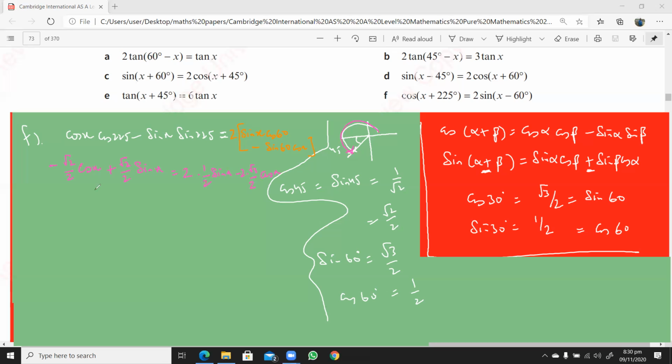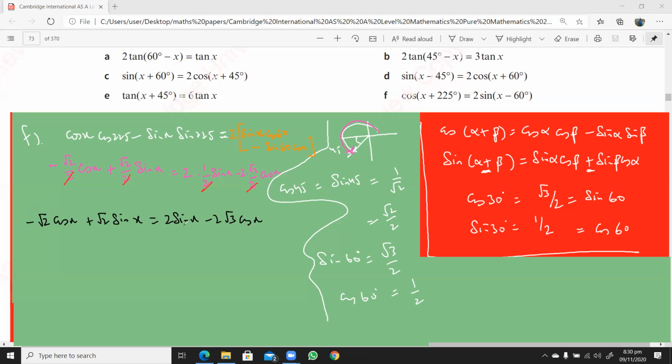Now again, I'm going to cancel all these twos. I'm multiplying the whole equation by 2, so all these twos cancel here. So when I simplify this, I have minus under root 2 cos x plus under root 2 sine x. You have to keep all of them in exact form. Do not use the calculator at all, okay? This is your 2 sine x, and this is minus 2 under root 3 cos x.